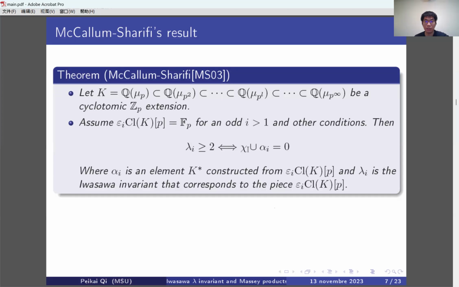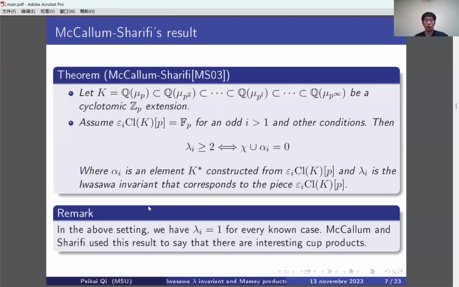Okay, and this character K is the same definition as before. Alpha_i is one element constructed from some ideal. And so, for every case we know in this setting, for every case we computed, lambda_i is always equal to 1.